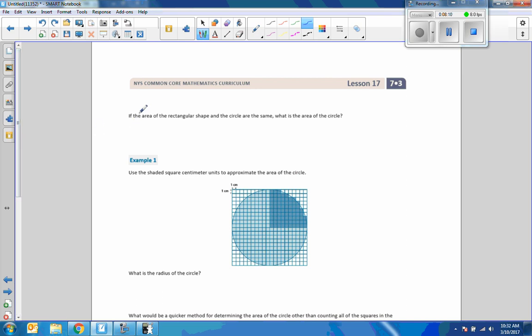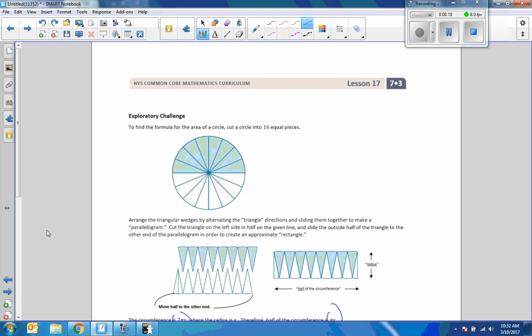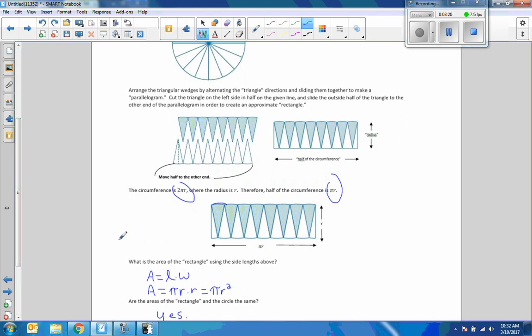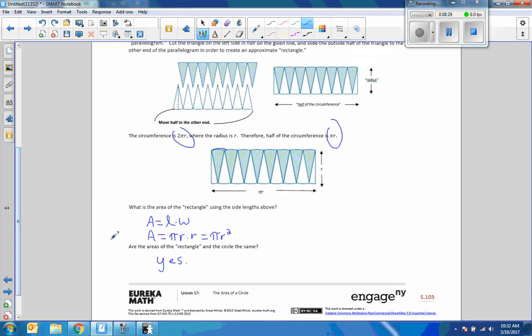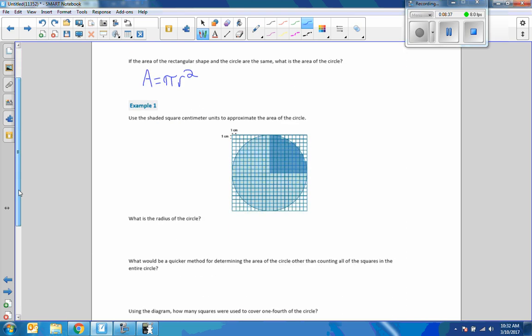Now we are given, if the area of the rectangle shaped and the circle are the same, what is the area of the circle? Okay, I've already answered that question. It was pi r squared. So the area of the rectangle is pi r squared. The area of the circle is pi r squared. So they're both A equals pi r squared. So I'll just write that there. Alright, so example 1.